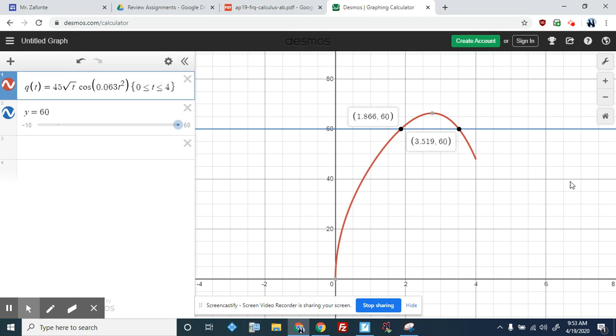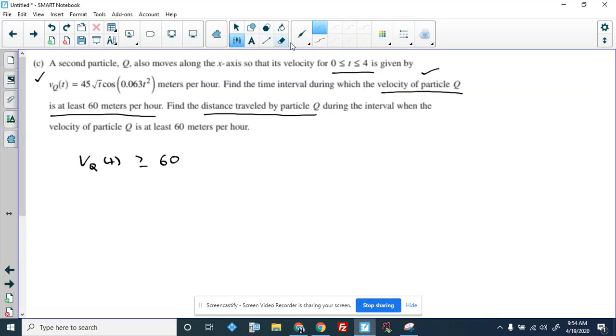Well, bam, all right? 1.866 and 3.519. On that interval, my velocity is always above 60, all right? And you were expected to do that last year with a calculator. Okay, so pretty simple stuff here. So if I come back in terms of showing work, it would have been done on your calculator, and then you just said t equals 1.866 to t equals 3.519, maybe better yet, write it as an interval. Okay, so simple stuff there. So that's part one of the question.